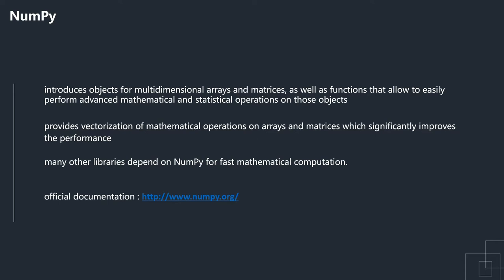It also provides vectorization of mathematical operations on arrays and matrices, which significantly improves the performance. You may have heard of vectorization in different courses or while learning data science. Vectorization is when we want to remove the explicit for loops in our algorithms. For example, in logistic regression, if we want to remove the for loops, we vectorize our weights and our input data. That way, we are able to remove the for loops. This helps us speed up our algorithms. And many other libraries also depend on NumPy for fast computation, and this is a link of the official documentation.